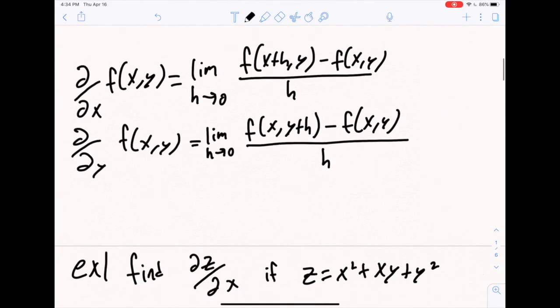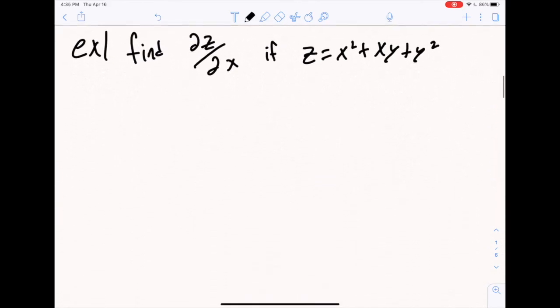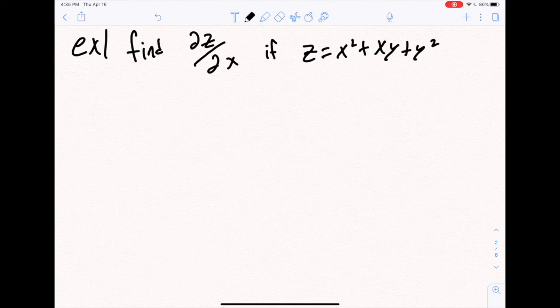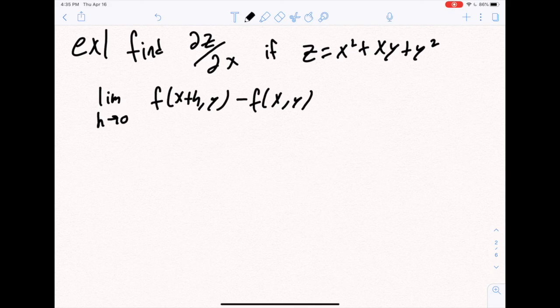So let's take a look at an example. Here we want to find the partial derivative of z with respect to x if z is given by x squared plus xy plus y squared. So we're going to use our limit definition here. Remember, the derivative is the limit as h goes to 0 of f of x plus h comma y minus f of x comma y all over h.